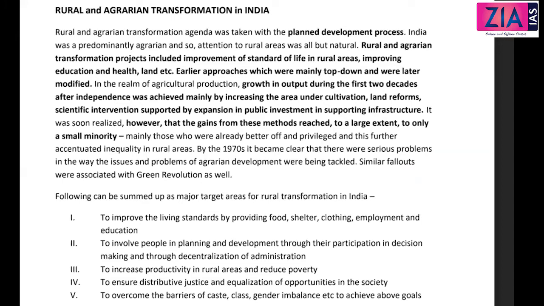When we talk about agrarian transformation or agrarian development, you need to improve the standard of life, improving education, health, land reforms, etc. So this was the approach. Earlier approaches were mainly top down and were later modified.